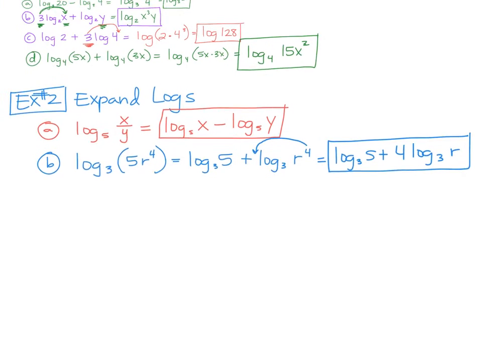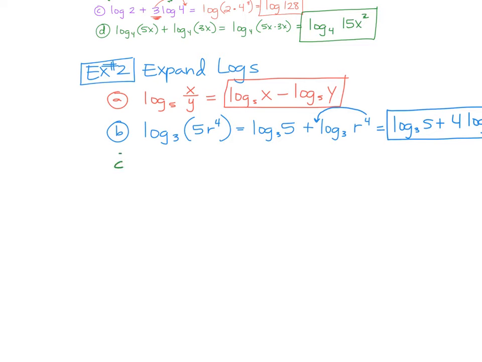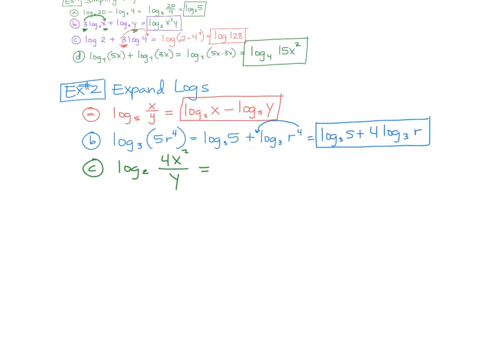Letter C. We have log base 2 of 4x squared, divided by y. Just when you see exponents, think I'm not done with these. If you have exponents, you're not there yet. Okay? So you have 3 different pieces here. You have the 4, you have the x squared, and you have the y, which means we're doing multiplication, 4 times x squared, but we're also doing division. So what are we doing? Addition and subtraction, okay?